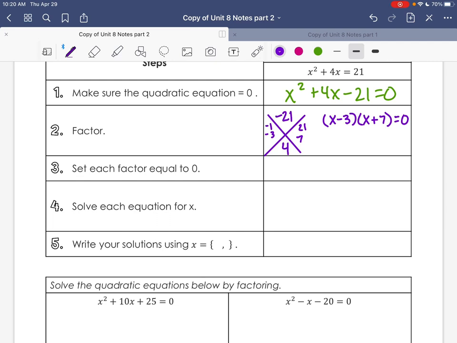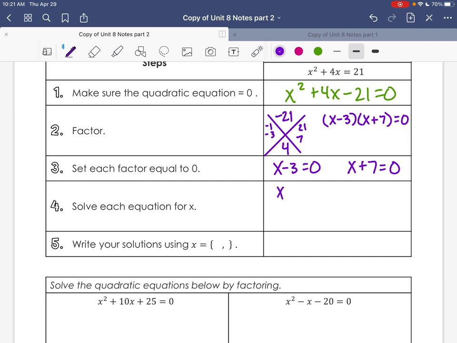So step 3 is set each factor equal to 0. So what that means is x minus 3 could equal 0. Actually, I don't need those parentheses. And x plus 7 could equal 0. And think about if you multiply something by 0, you get 0. So if either one of these is 0, then it is a true statement.